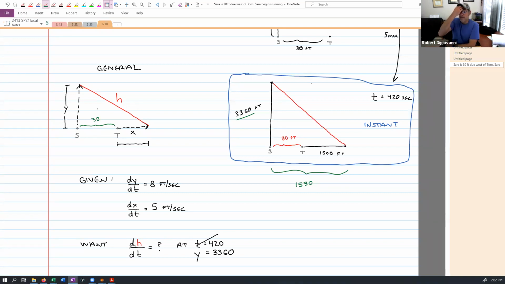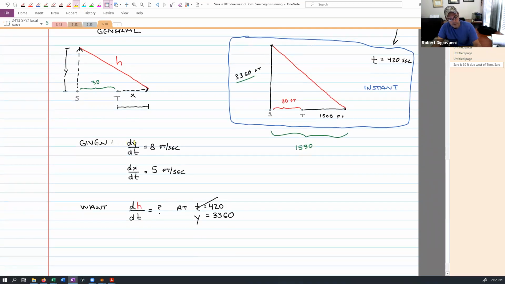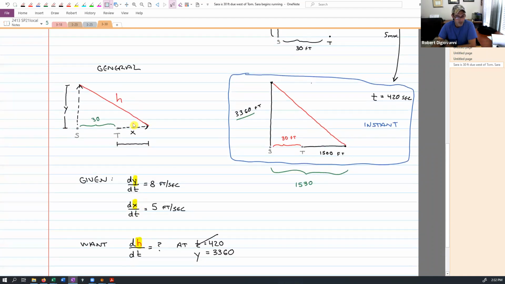All right, you ready? I think we have everything we need. We need an equation. Now watch this. We need an equation that relates y, x, and h together, the two given variables to the one we want. And we have to look at the general picture. Do y'all see what it is?